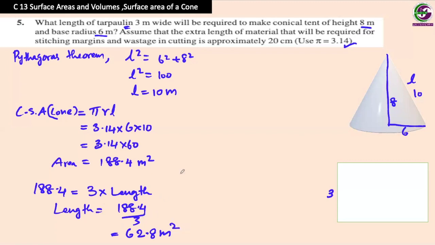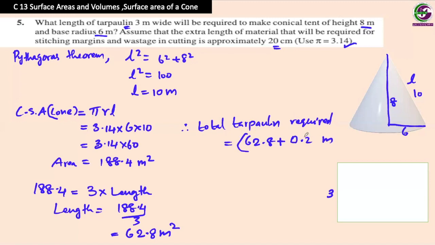Now we are also asked to add an extra 20 centimeter. Therefore, total tarpaulin required is equal to 62.8 plus 20 centimeter, which is equal to 0.2 meter. So 62.8 plus 0.2 is 63 meter. This is the total tarpaulin required.